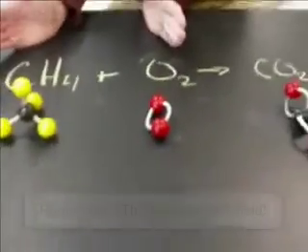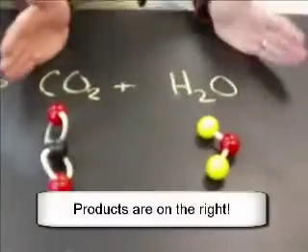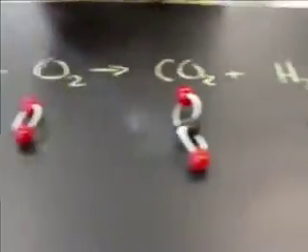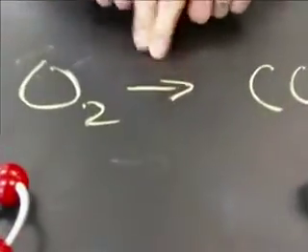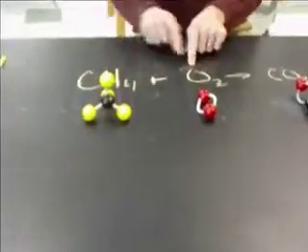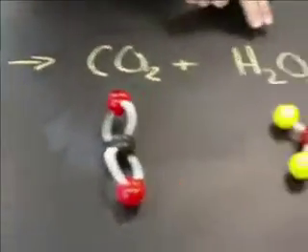Okay? This side over here is called our reactants. That's what we start with. This side over here is called our products. That's what we're producing in the chemical reaction. So when I say both sides, it's separated by the arrow. So let's look and see what we have here. We have CH4, that's methane, reacting with oxygen to form carbon dioxide and water.